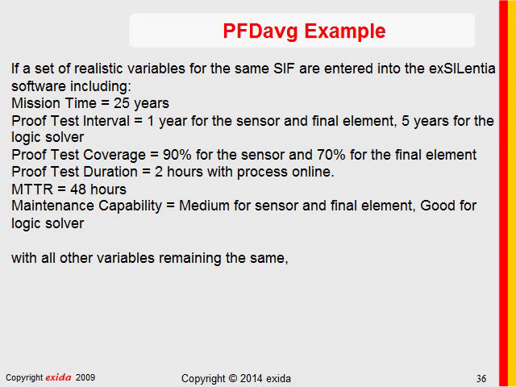Proof test interval of 1 year for the sensor and final element, 5 years for the logic solver. Now the proof test coverage is a big deal. 90% for the sensor, it's a pretty good proof test. 70% for the final element. Gee, I may be a little optimistic even if it's a tight shutoff application, but I assumed it wasn't. Proof test duration of 2 hours. Maybe I should have picked 4. Anyway, I picked 2 hours because you can't leave it in bypass very long. And an MTTR is more like 48 hours. Maybe that's optimistic. I mean, you can't really tell me people get out there and repair things in 8 hours. I mean, what if it's a holiday?